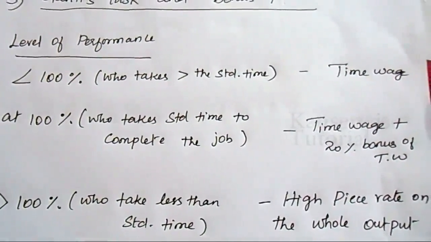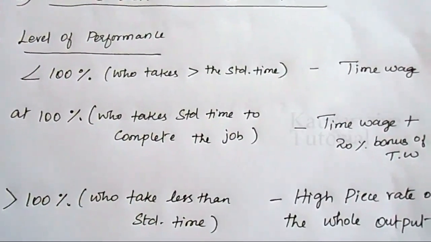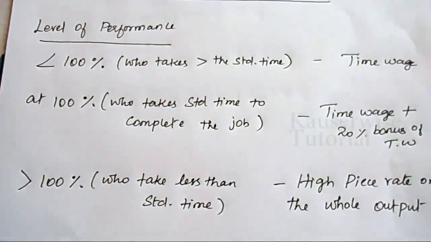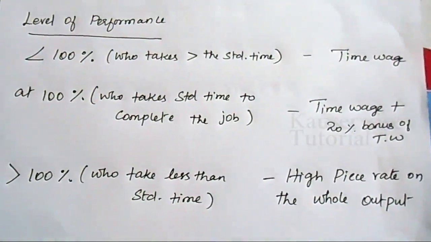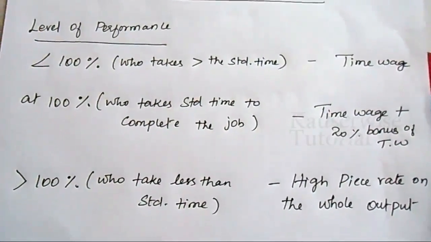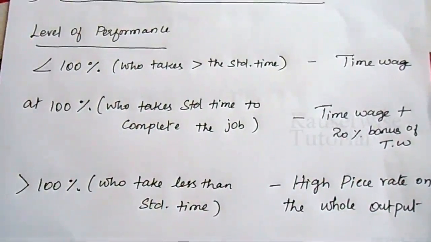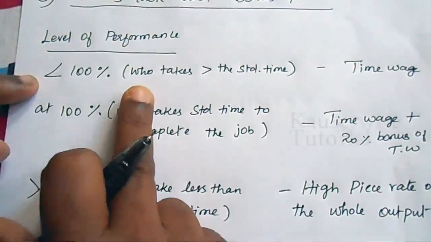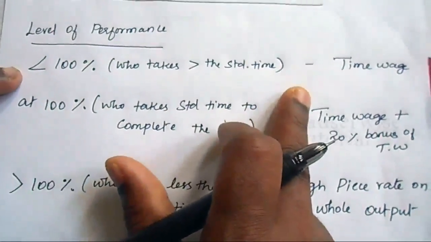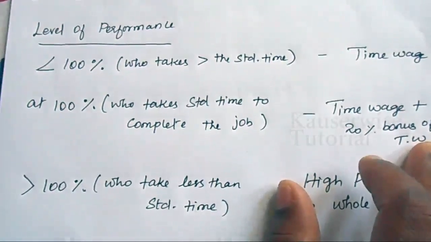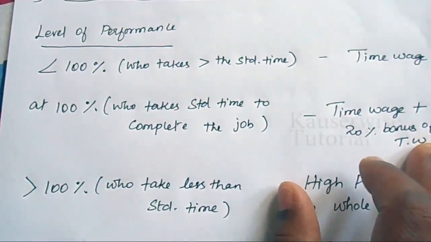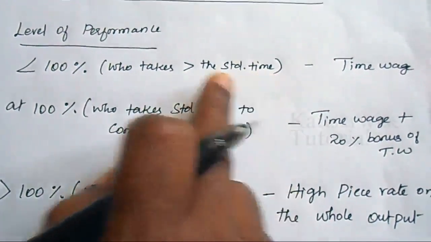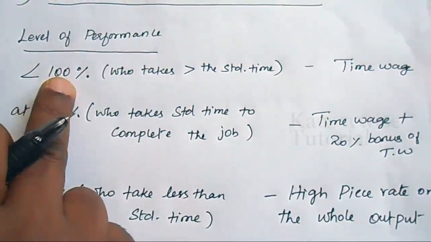The efficiency will be calculated or compared with the help of two things. One is actual units produced and the standard time fixed by the organization. Okay, with the help of this, they can find the level of performance. The first one is less than 100%. Less than 100% means who takes more than the standard time. For example, for each and every unit they can take 1 hour. If the employee takes 1.5 hours, he takes more than the standard time. So his level of performance is less than 100%.